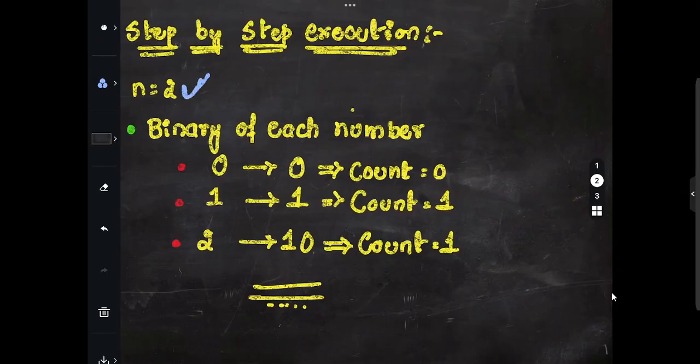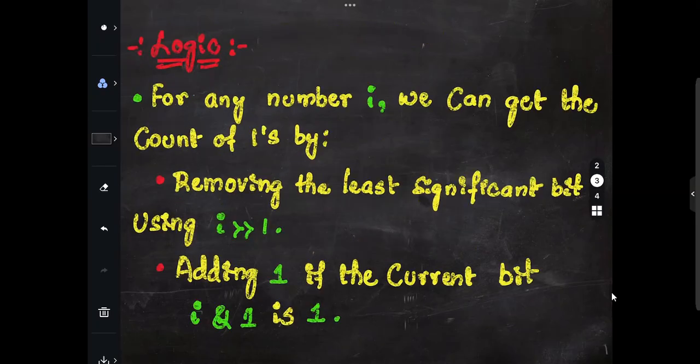N equals the same example I have considered here, the first example, right? Binary of each number we know, 0 0. So count 0, count 1 in this case, count is 1. So this is fine. Let's go with the logic.